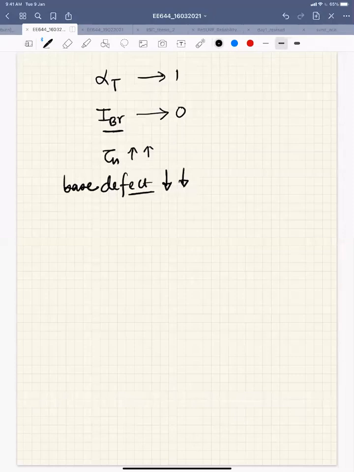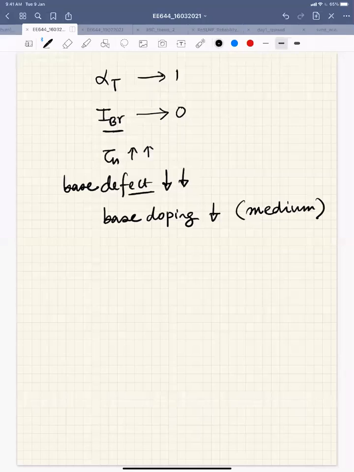Also, the base doping: the higher the doping, the more recombination, right? So you want your base doping to be low, but you cannot really decrease your base doping. So base doping is medium, right? You cannot keep it very low. If you keep the base doping very low, anyway, recombination lifetime will increase. But your base doping cannot be very low. These are second order effects. So you keep it medium, right?